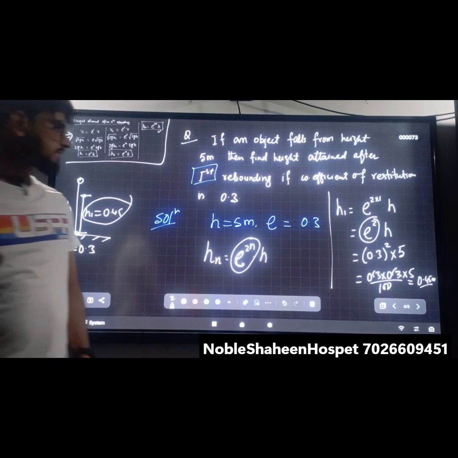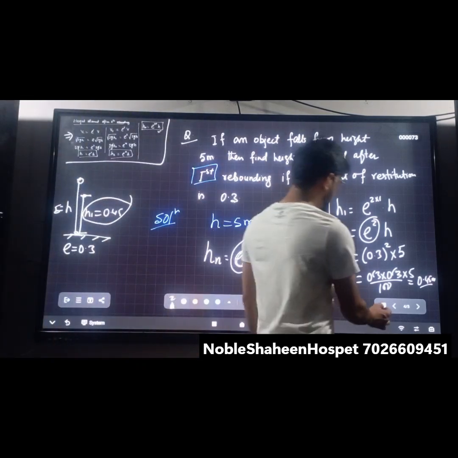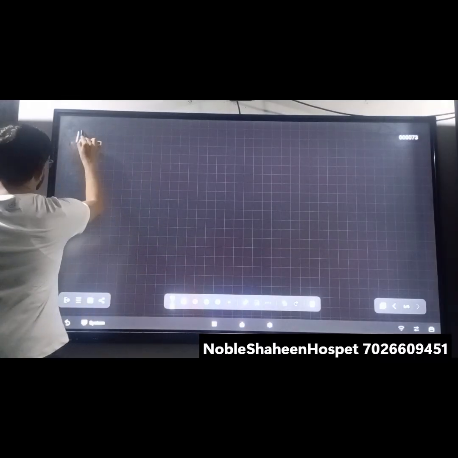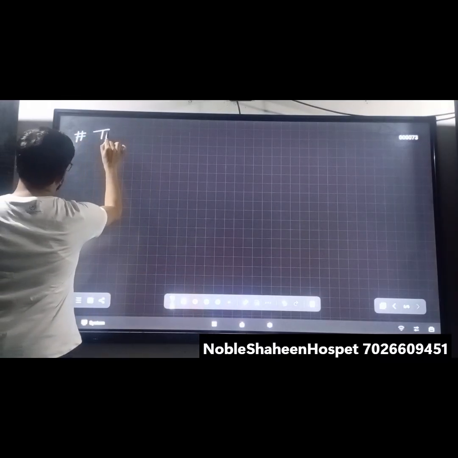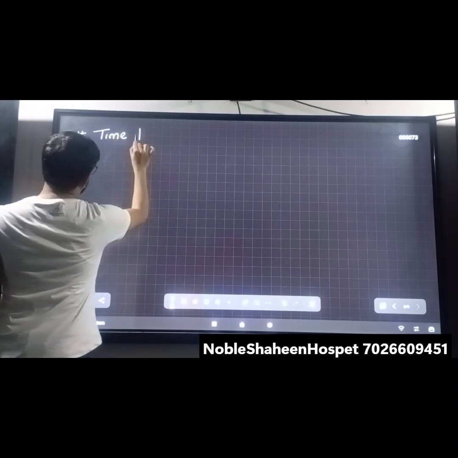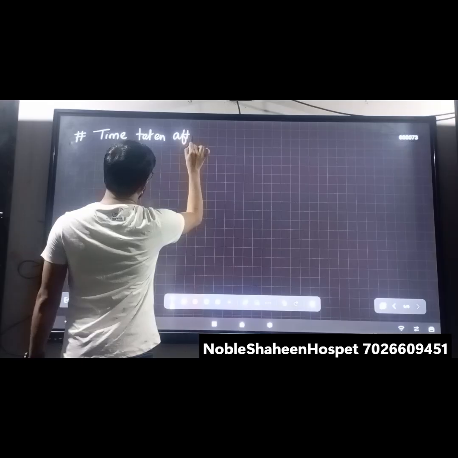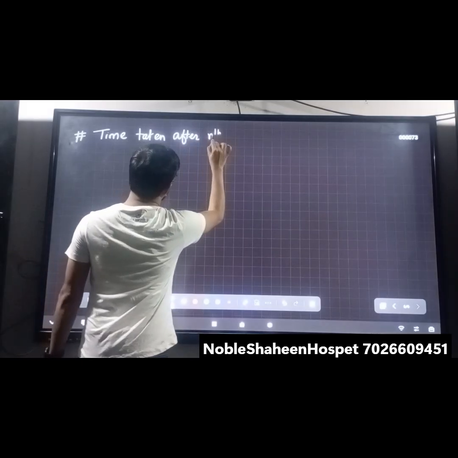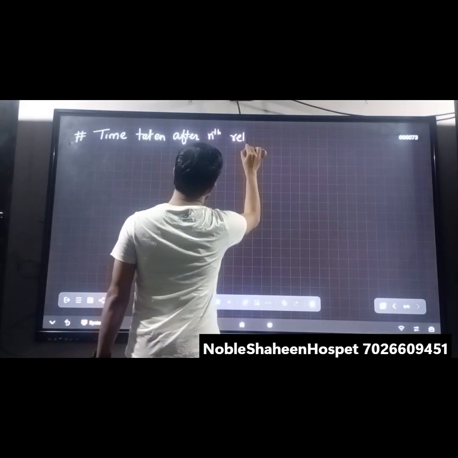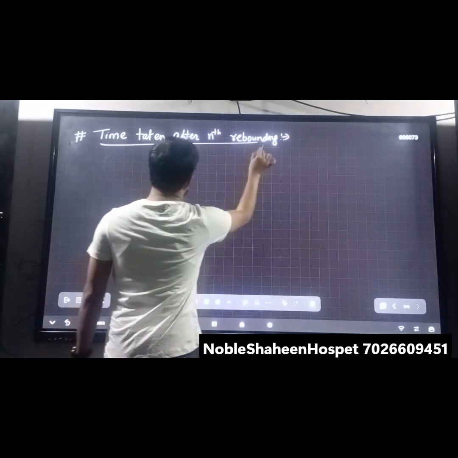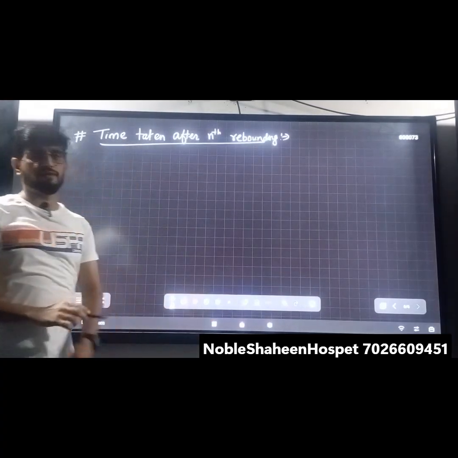Okay, our next expression, our next concept for this rebounding is time taken after nth rebounding. How long will it take after nth rebounding?